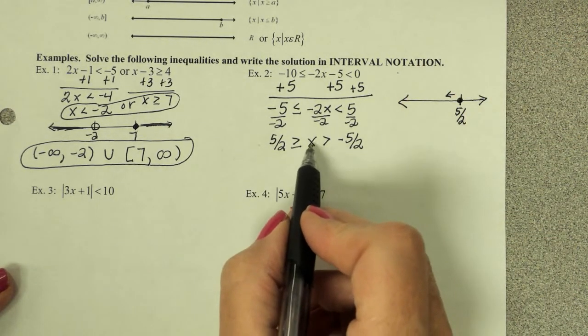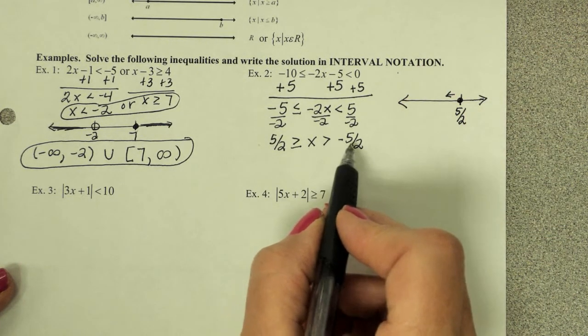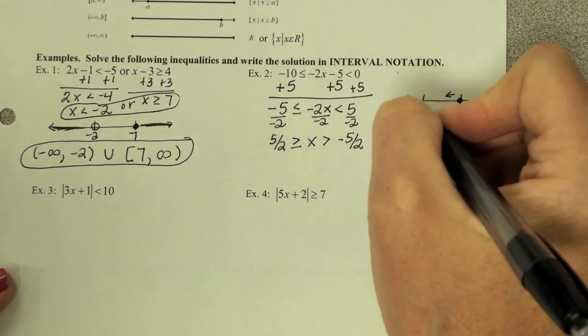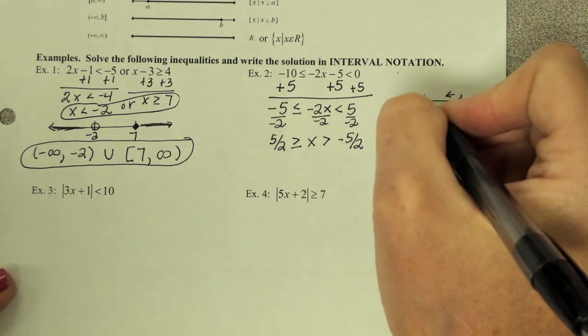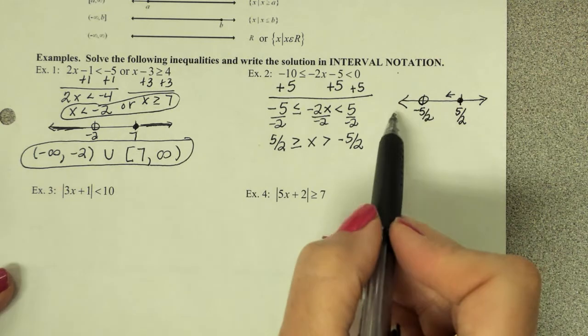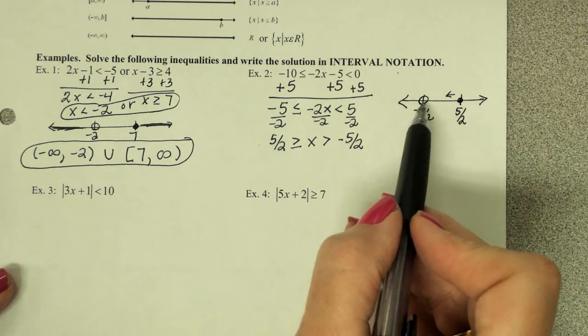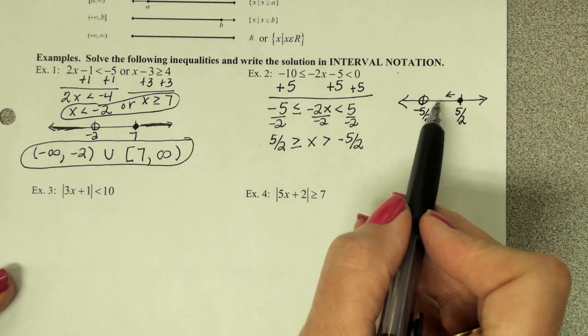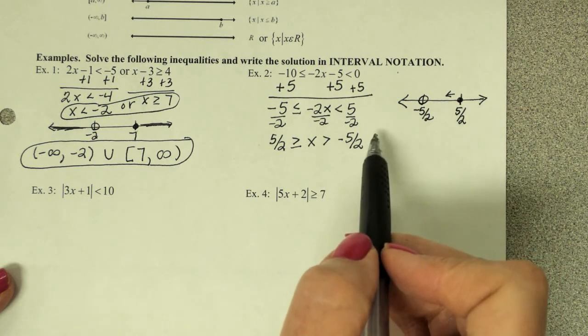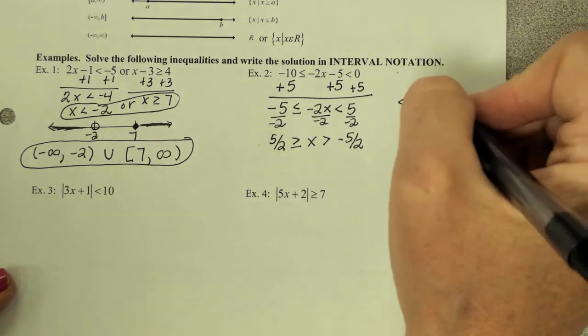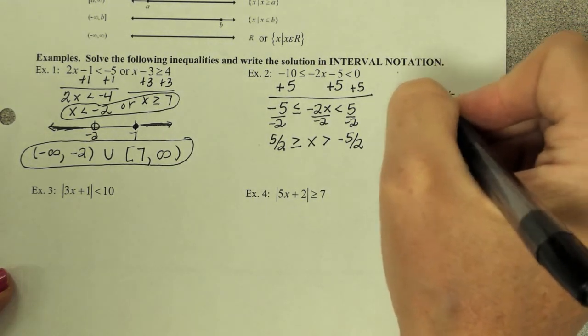This is saying that x must be greater than negative 5 halves. Here's negative 5 halves. We can't be equal to it. Are we going to go to the left or to the right? Which way is greater than? To the right. So this would be the region we're talking about.